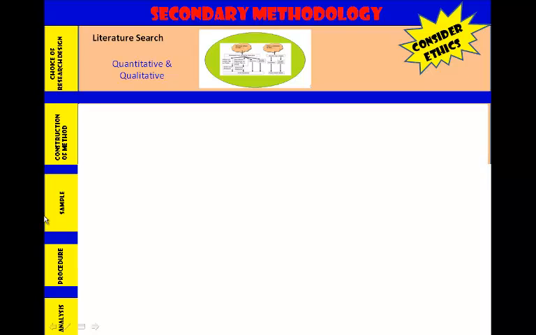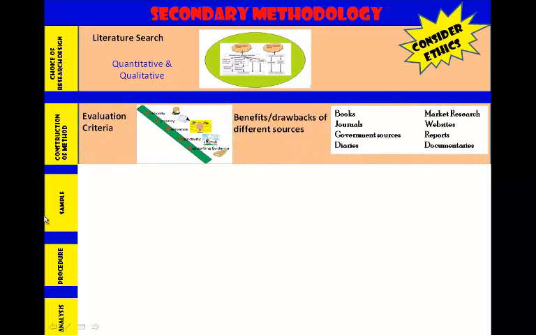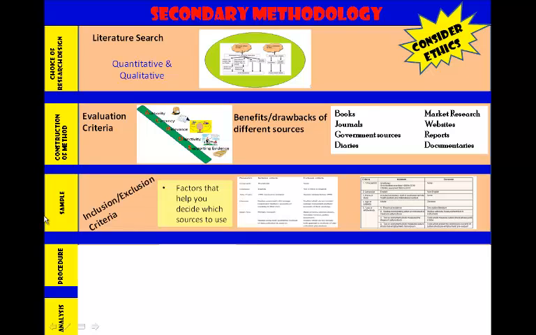So why have we chosen to do secondary research? What sort of literature are we going to look at? Are we looking at quantitative numbers or qualitative ideas? In the construction section, we need to indicate what evaluation criteria we've applied, and also we need to think about the benefits and drawbacks of the different information sources. The sample section is where we make it clear how we chose which articles to include or exclude.